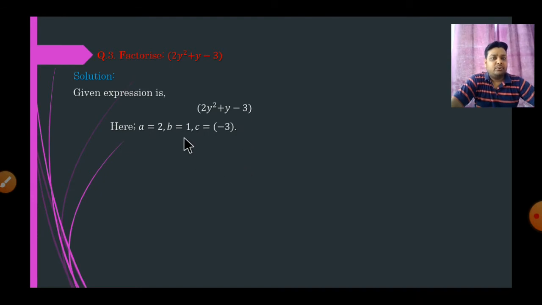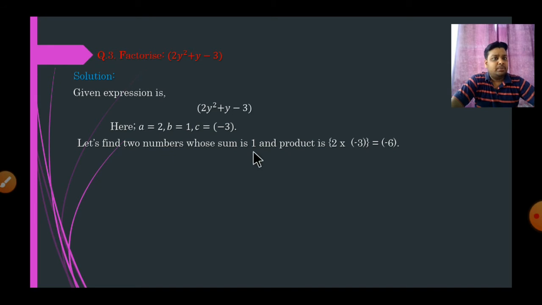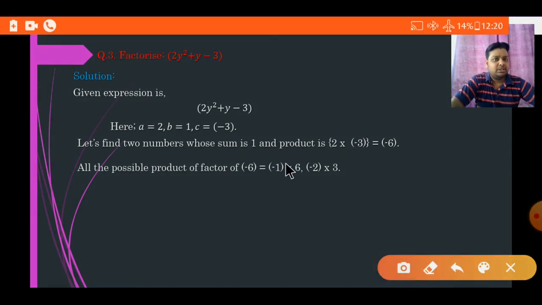So we have to find two numbers whose sum is 1 but whose product will be 2 into minus 3, which means minus 6. Here the sum is positive, so we have to put the minus sign over the smaller number. So minus 1 into 6 is minus 6, minus 2 into 3 is minus 6. Minus 1 plus 6 will be plus 5, not matching. Now minus 2 plus 3 is 1.